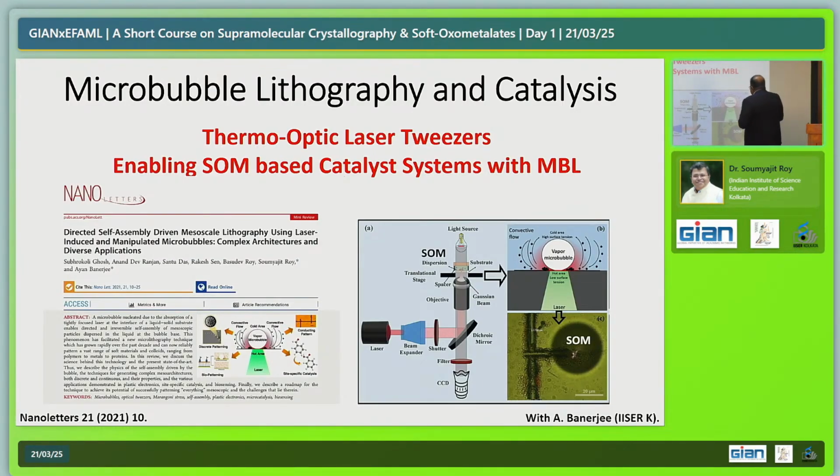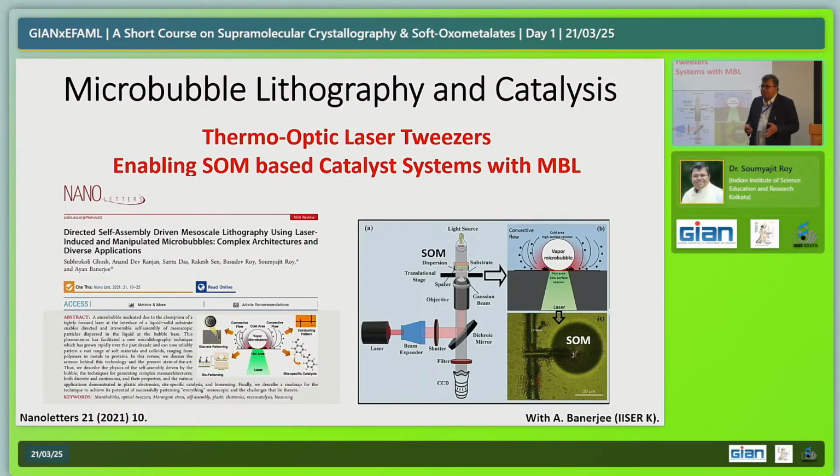So what happens here is the following. You have a system where you have the light source and you have the sample chamber. In this sample chamber, you have the SOM dispersion, and this is very, very general. We have shown that it not only works with SOMs, it works with any kind of materials.